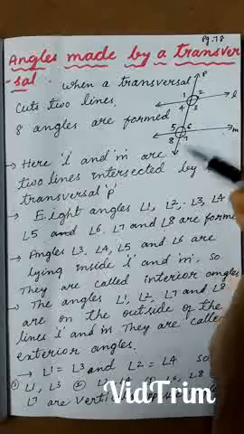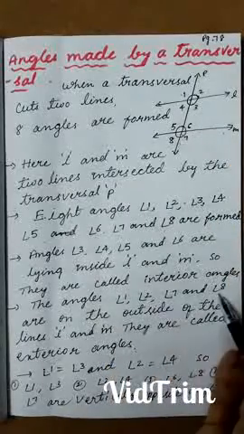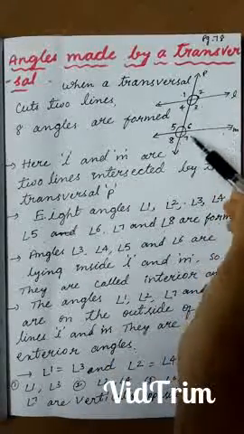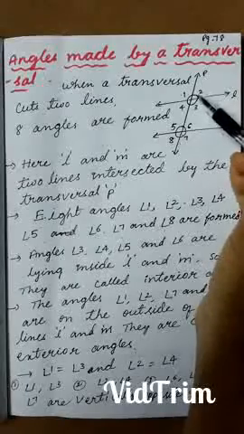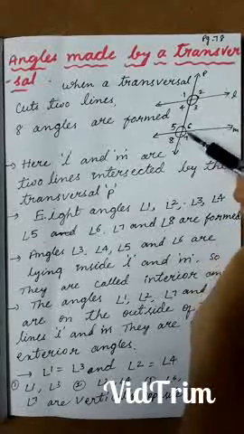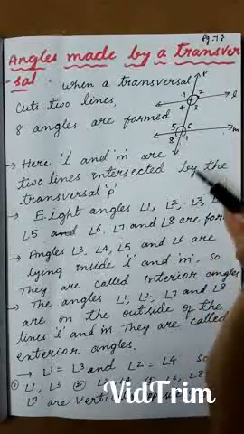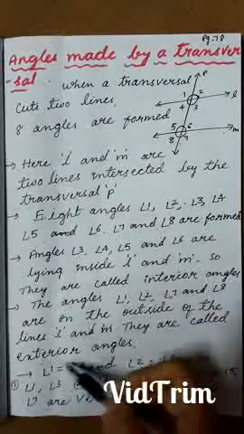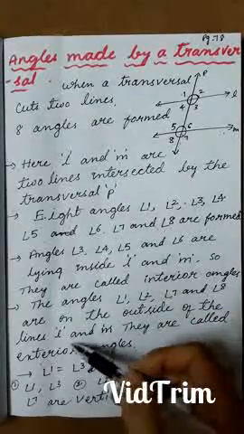Next, the angles 1, 2, 7, 8. These are the outside. Are you observing, children? 1, 2 and 7 and 8 are outside, no? So what can we call these? These are the exterior angles for L and M.